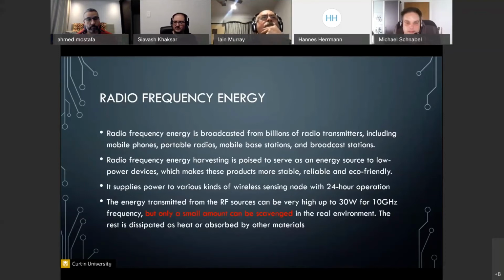It supplies various kinds of wireless sensing nodes with 24-hour operation, and energy transmitted from these RF sources can be very high, up to 30 watts to 100 gigahertz, but only a small amount of that can be scavenged in real environments, and the rest is dissipated through heat and absorbed by other materials.